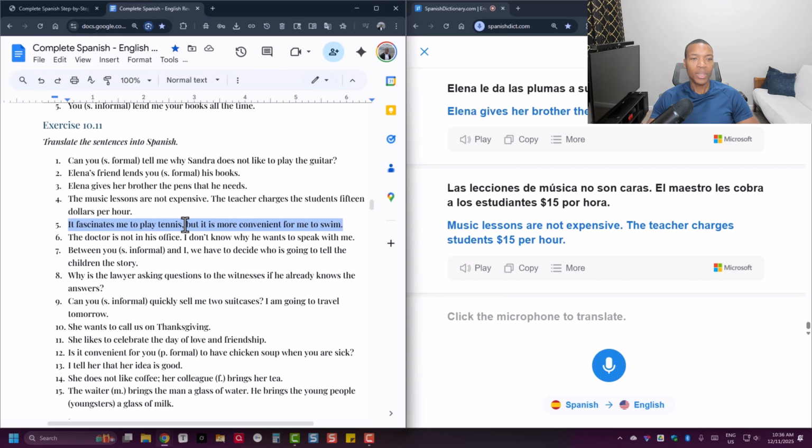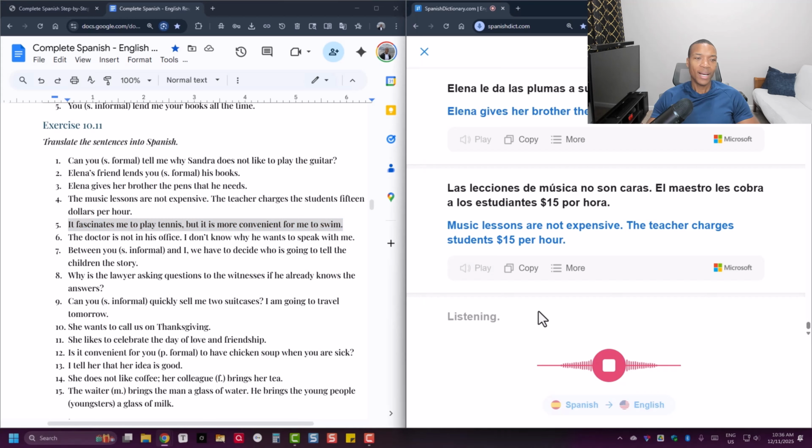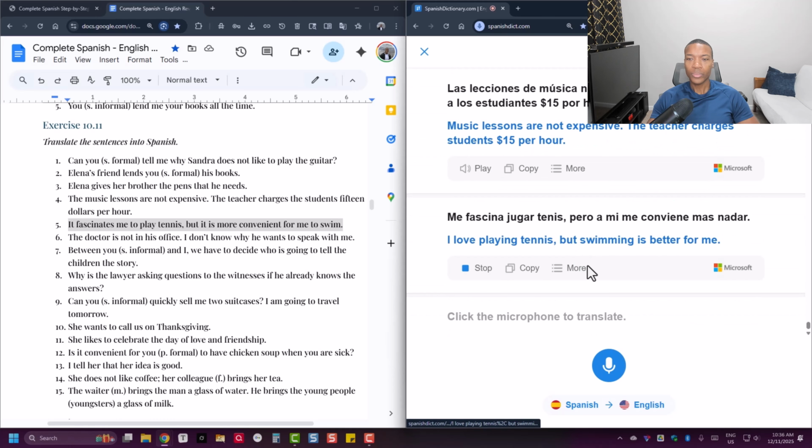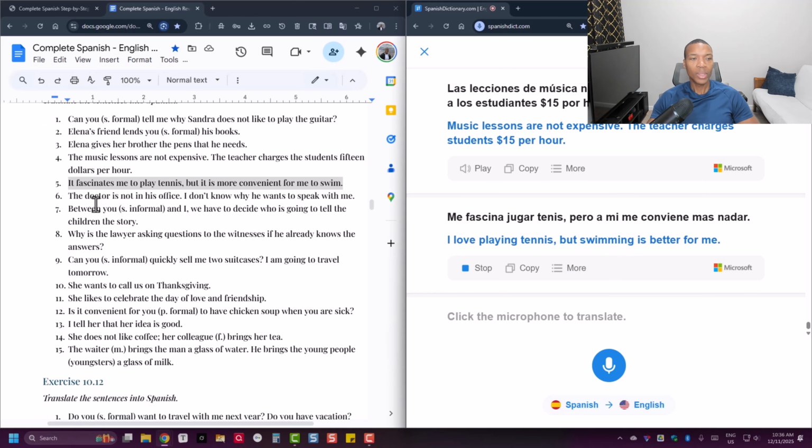It fascinates me to play tennis, but it is more convenient for me to swim. Me fascina jugar tenis, pero a mí me conviene más nadar. I love playing tennis, but swimming is better for me.